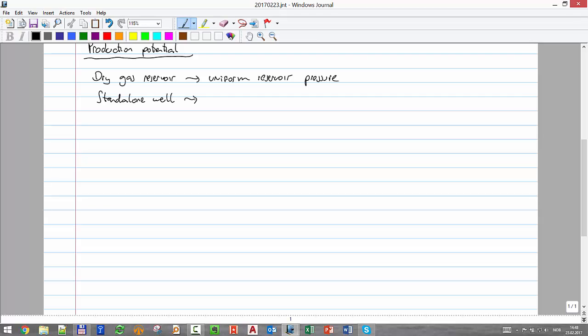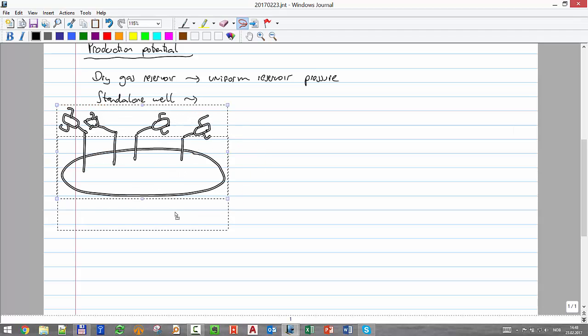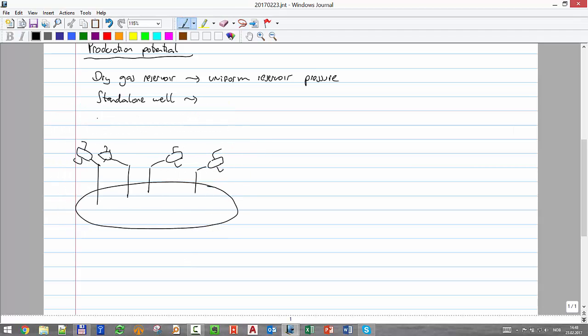That means that they are not connected between them. They are producing almost independently. If you say that's a reservoir of gas, we have one well that is producing to its own separator. Then you have another well from the same reservoir producing to its own separator. And you have a finite number of wells. You have certain N wells.